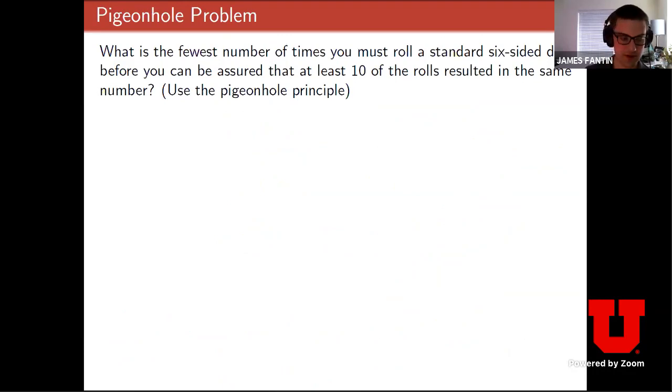So here we've got a pigeonhole problem. We're asked to use the pigeonhole principle to find the fewest number of times that you must roll a standard 6-sided dice before you can be assured that at least 10 of your rolls have resulted in the same number. So we've got a pigeonhole problem. Remember, we want to figure out what values m and n are. That is always how we start a pigeonhole problem.